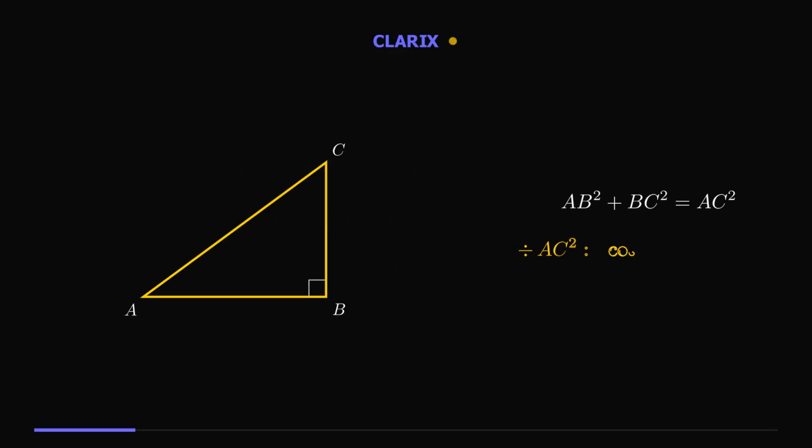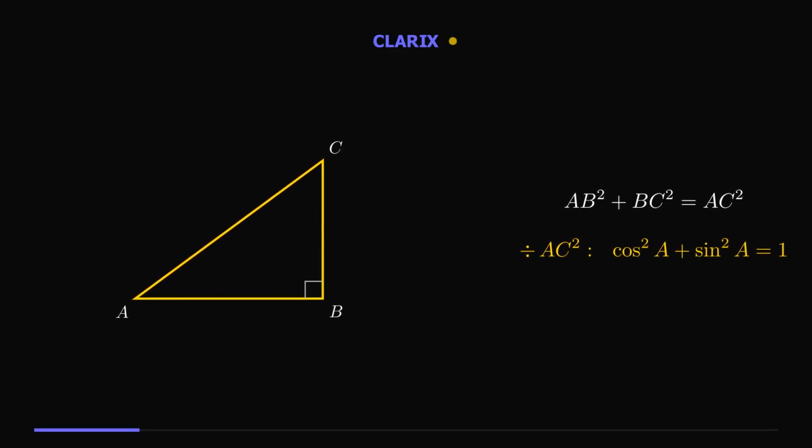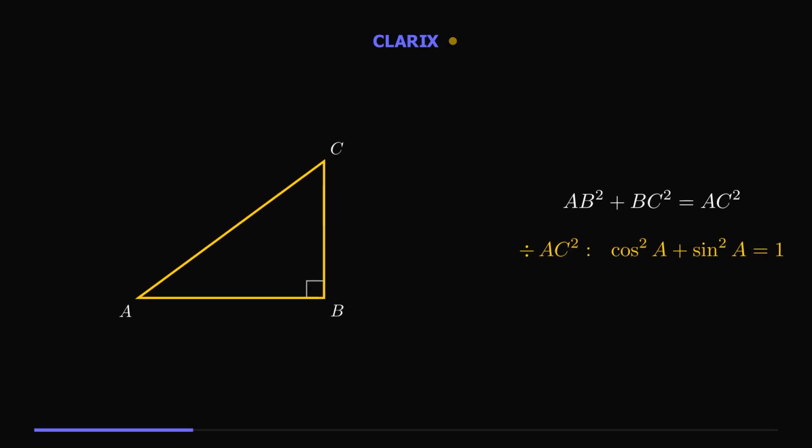Here's where they come from. Take a right triangle, right-angled at B with acute angle A. Pythagoras says AB squared plus BC squared equals AC squared. Now divide every single term by AC squared, the hypotenuse squared. The first term becomes adjacent over hypotenuse squared, that's cos²A. The second becomes opposite over hypotenuse squared, that's sin²A, and the right side becomes 1. So sin²A plus cos²A equals 1, our first identity straight out of Pythagoras.